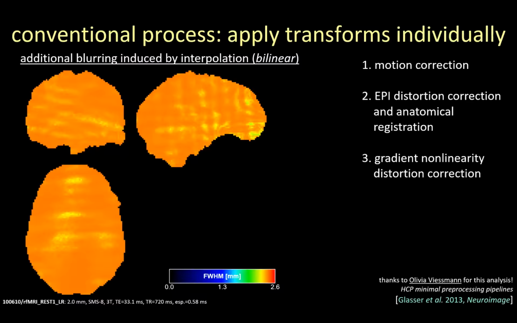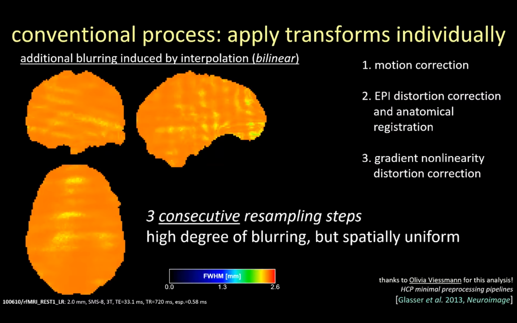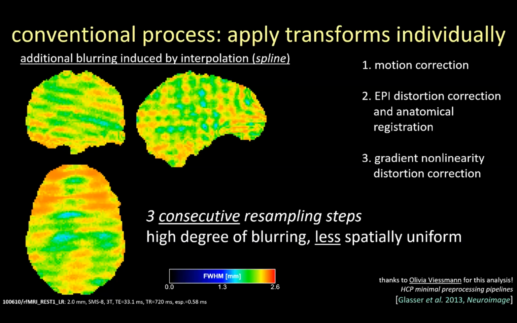And you can see that the additional blurring induced by interpolation, if we apply these three interpolation steps one after the other, we see that these three consecutive resampling steps result in a pretty high degree of blurring. I guess the only good news here maybe is that it's roughly spatially uniform, but it's still pretty unacceptable. Now, what can you do? So this is a bilinear interpolation, again, quick, but low order. We can go to higher order interpolation, in this case, spline interpolation. I think there's still a high degree of blurring here, and maybe a little bit less spatially uniform, so some good, some bad.